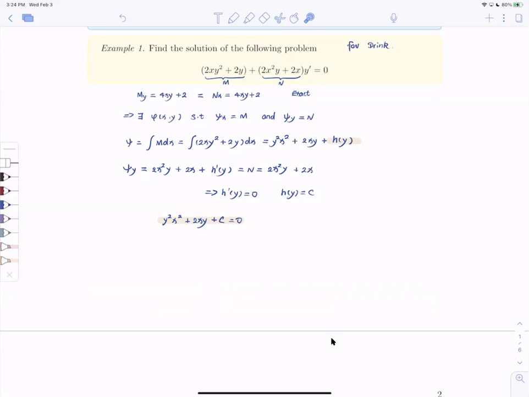Should be pretty simple. How did you get plus C here? h prime of y equals 0, which means h of y is a constant. So, yeah. Any other question?